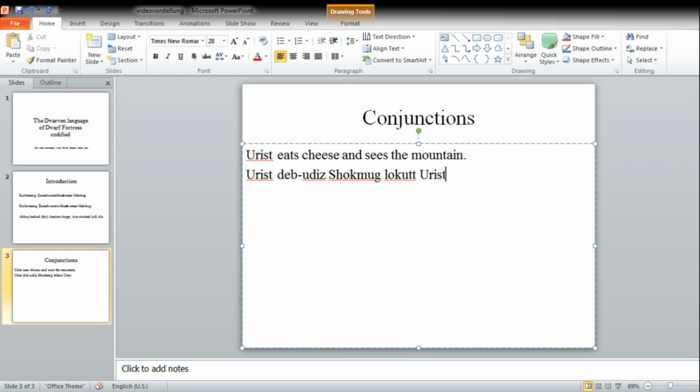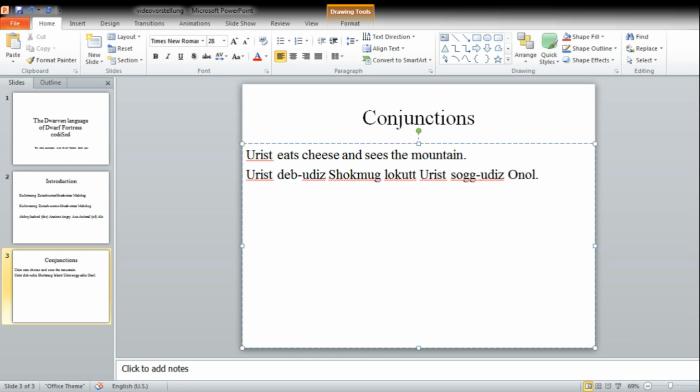Eurist, again, you have to repeat the subject because there are no pronouns. And in English, the subject here, Eurist, also applies to the second verb. However, it can't work that way in Dwarven. It just doesn't make sense because the syntax, the word order is so strict. That subject spot has to be filled by something. So, Eurist again. Eurist, Deb, Udiz, Shukmug. Eurist, eat present cheese, and, Lokut, Eurist, Sog, Udiz. Oh no. Eurist eats cheese, and Eurist sees the mountain. That's a conjunction.